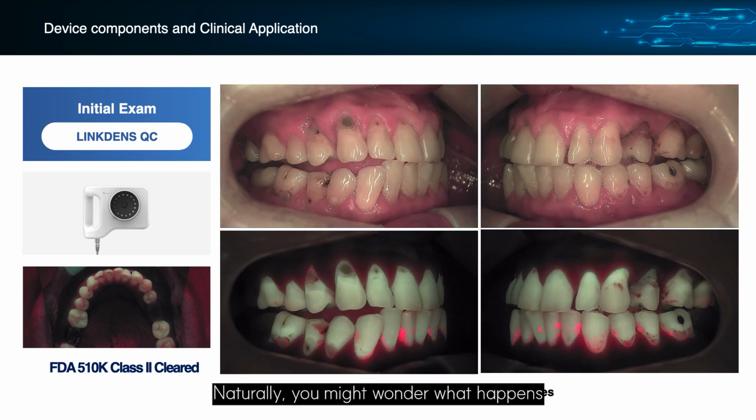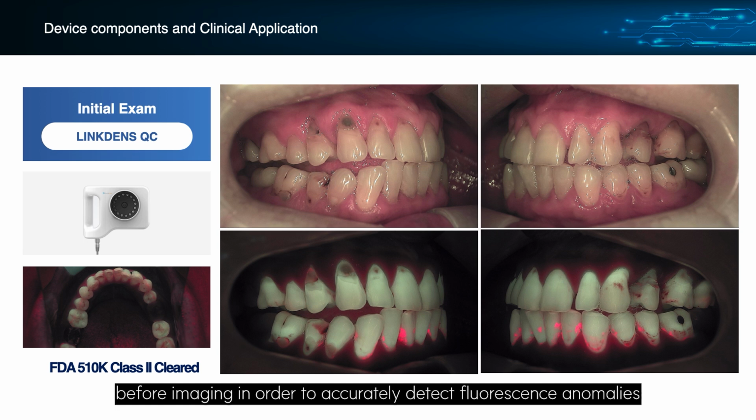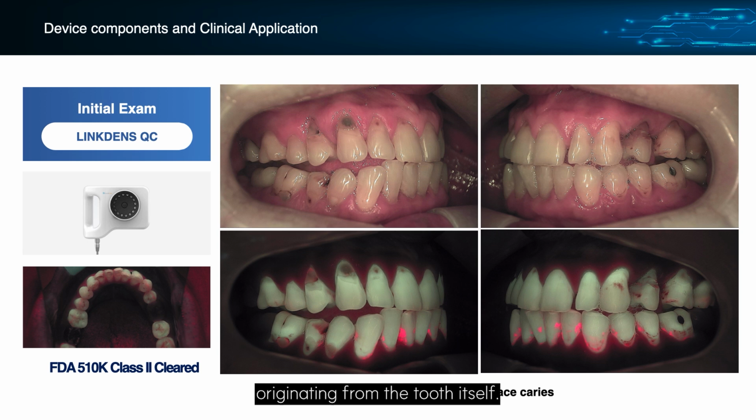Naturally, you might wonder what happens when surface caries and biofilm coexist. How do we handle that situation? In such cases, we might see biofilm present on the lower arch but relatively absent on the upper, while still detecting surface caries. This shows the importance of removing surface biofilm before imaging in order to accurately detect fluorescence anomalies originating from the tooth itself.